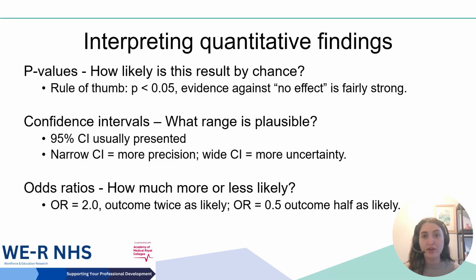Just another example. Say if a new drug has been studied and it's been found to reduce blood pressure by 5 milligrams of mercury and the p-value equals 0.03. This means there's a 3% probability that we'd see this number by chance alone if the drug truly had no effect.